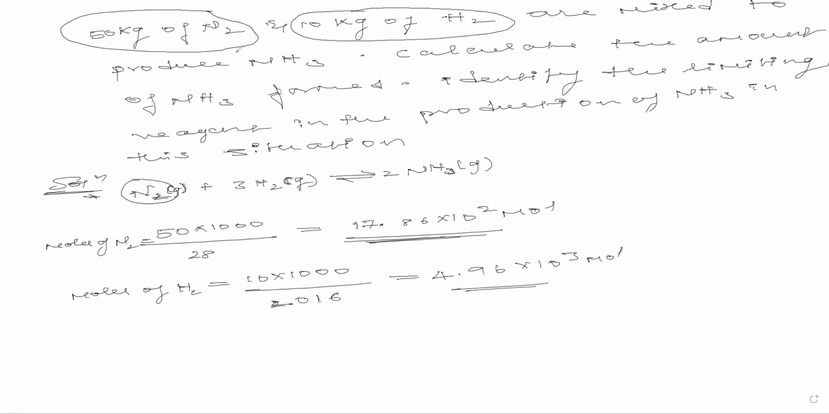After that, according to this equation, you have to check what the ratio is. See, 1 mole of nitrogen is required, and 3 moles of hydrogen are required. That means a 1:3 ratio. According to that ratio, you have to check how many moles of hydrogen are required.